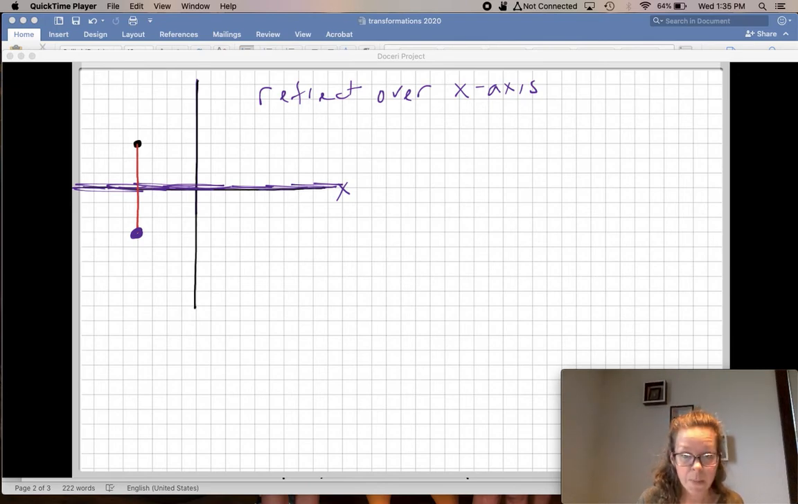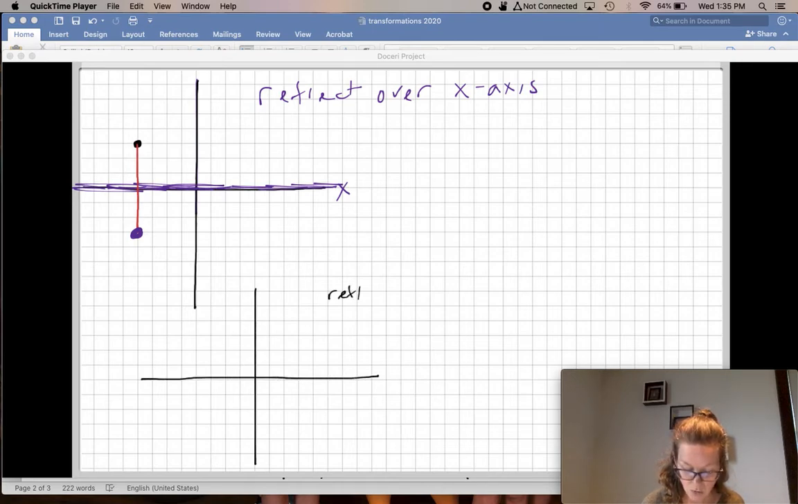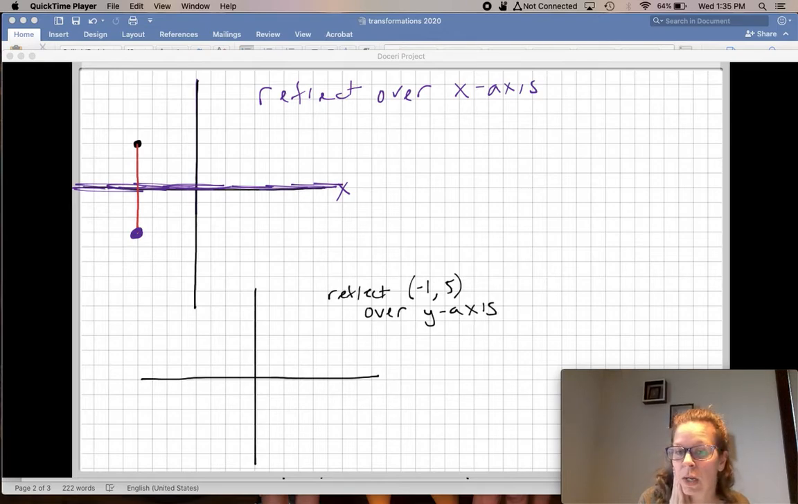Let's look at another example. I'll just put up a new set of axes so we don't have to use the same one. And let's say that this time the problem says reflect the point -1, 5 over the y-axis. Well, where is the point -1, 5? -1, that's our x, and then 5 is y, so back 1, then 1, 2, 3, 4, 5. There's my point, -1, 5.